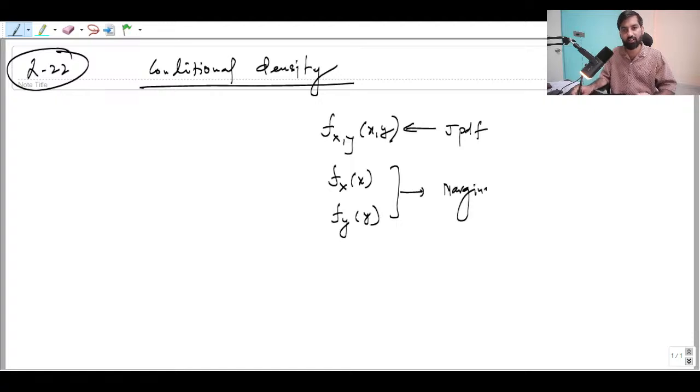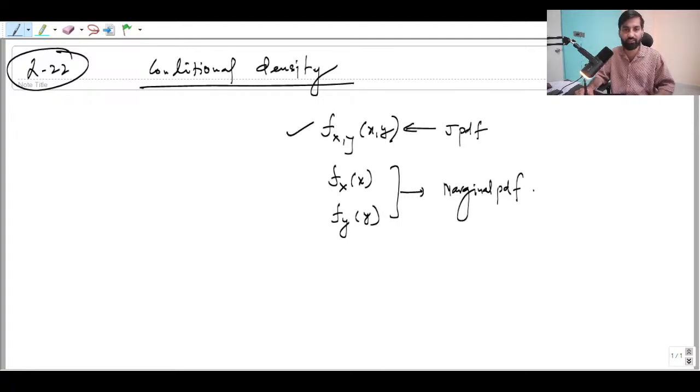You must understand why we are computing this marginal, so that you can get the conditional density function, not conditional probability. And why do we want to find the conditional density function? So that you can find the conditional expectation. So these are the requirements. You have to remember the steps one by one, what you have to do.